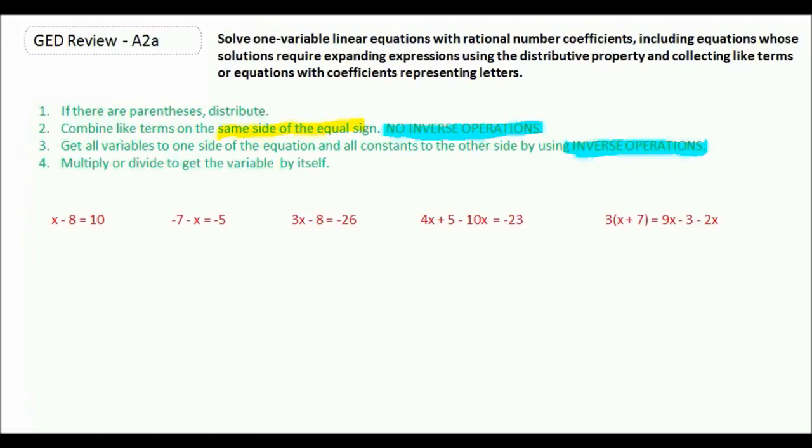Now the first example is very basic. x minus 8 equals 10. To get rid of minus 8, we must add 8. And whatever we do to one side, we need to do to the other side. So we get x equals 18.